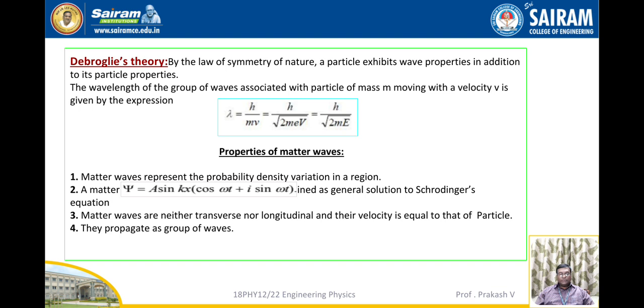When we look at the properties of matter waves, they represent the probability density variation in a region, and for a matter wave the psi value is equal to A sin kx (cos omega t plus i sin omega t). This is a general solution to the Schrodinger wave equation. Matter waves are neither transverse nor longitudinal, their velocity is equal to that of a particle, and matter waves propagate as a group of waves.